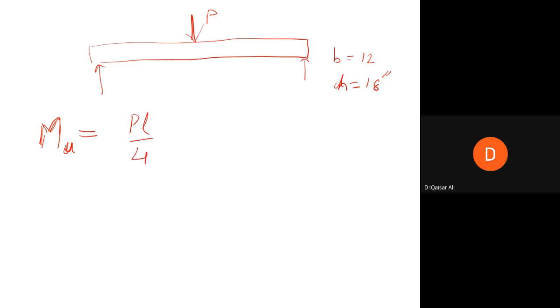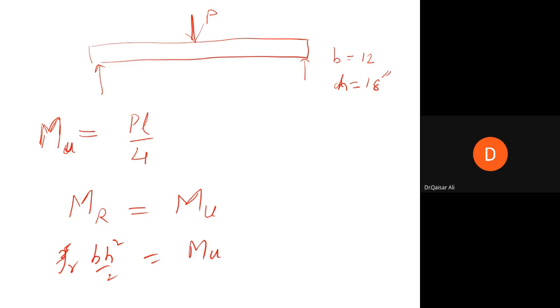What we did in the previous case, in stage number 1, we equated Mu to Mr. We said that if Mr is equal to Mu, the beam is not going to collapse or the beam is not going to crack. Okay, and Mr in the previous case, stage number 1, was equal to how much? It was equal to Fr bh square by 6 is equal to Mu.